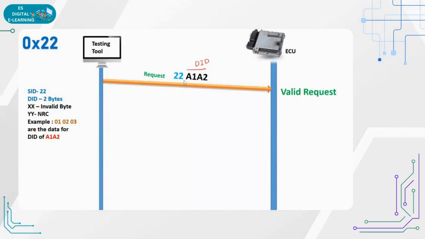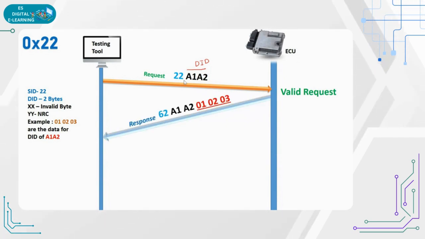Now coming to the other point. If it is a valid request, we'll get the response, right? The response will be 62, A1, the DID, and next we'll get the data. What is the data it should read? It should read 01, 02, 03. Is it clear?